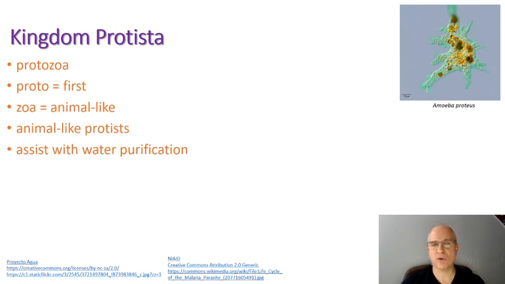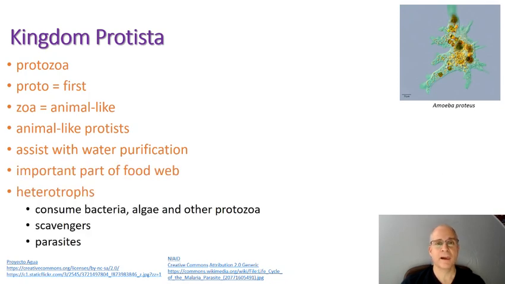They can play an important role in the purification of water in water treatment plants. They're an important part of the food web, and they are all heterotrophs, right? So some of them are going to be predatory, so they're going to eat bacteria and algae and other protozoa. Some of them are scavengers, and there's some very important parasite protists too.